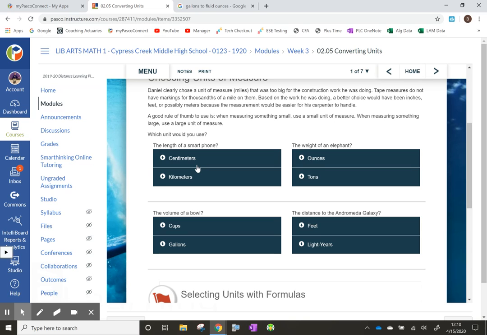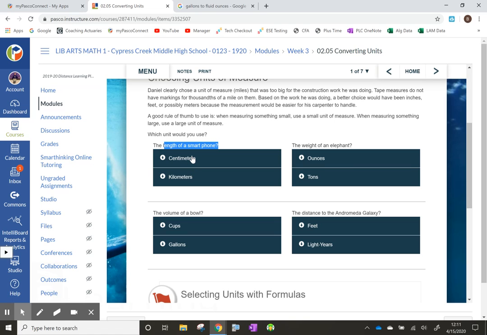So for the length of a smartphone, what unit would be better to measure it? Would you want to use centimeters or kilometers? Now, centimeters are sort of an equivalent to inches for the metric system, and kilometers is sort of the mile equivalent in the metric system. So obviously, we wouldn't want to measure the length of our smartphone in kilometers because that's essentially like measuring things in miles, but again, toward the metric system.